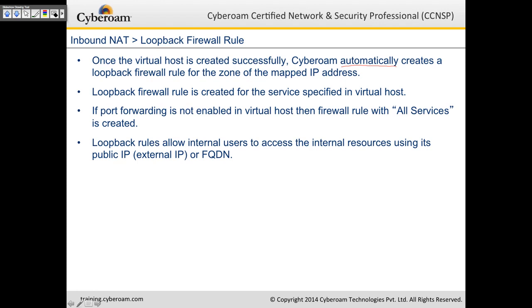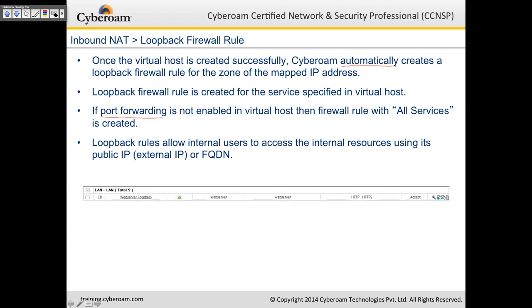A loopback firewall rule is created for the service specified in a virtual host. If port forwarding is not enabled in the virtual host, then a firewall rule with all services is created. So you have to be a bit careful. You have to enable port forwarding. Otherwise, a firewall rule with all services is created and all the ports on the server are wide open to your internal users and to your external users. Be very careful with port forwarding. Loopback rules allow internal users to access the internal resources using its public IP or external IP or an FQDN.